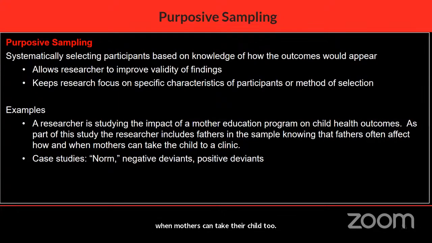Case studies: norm, negative deviance, positive deviance. You can also want to have deep understanding about a particular culture. You have the chiefs, you have the elderly. You cannot go and interview somebody who is young, who would not have that knowledge, unless that person has read books or has done research before, but you cannot tell.